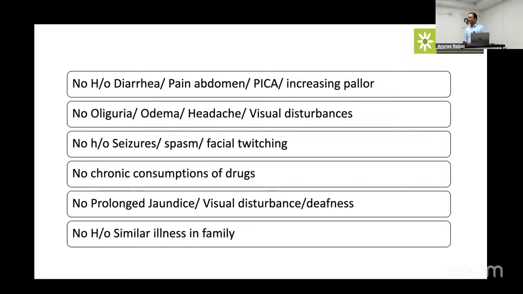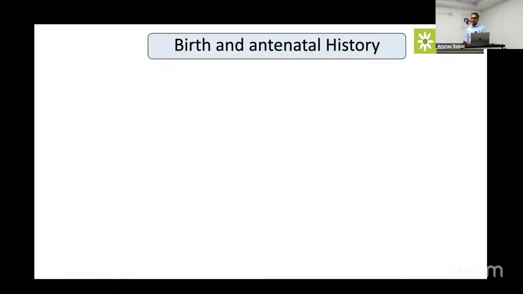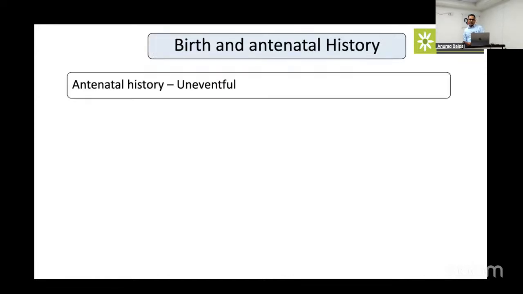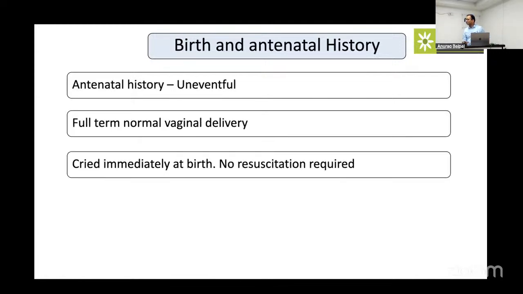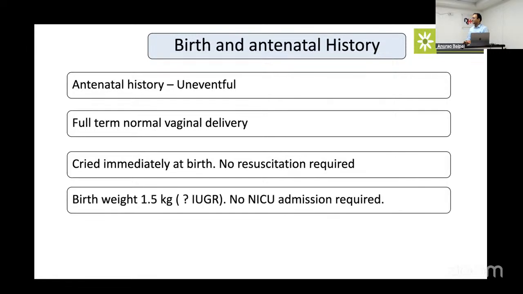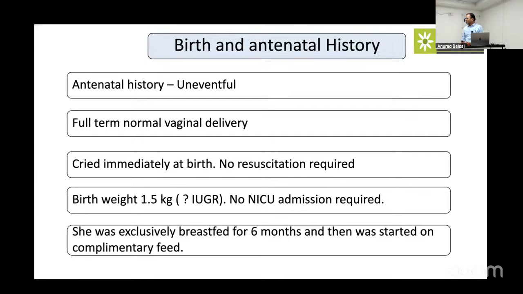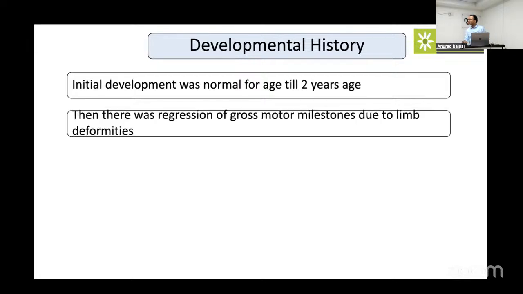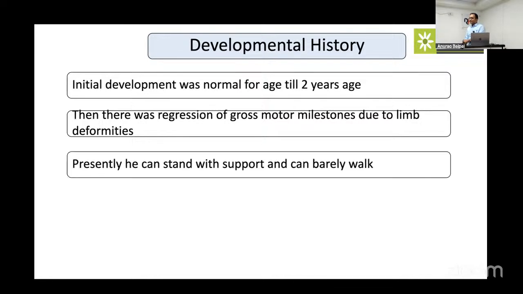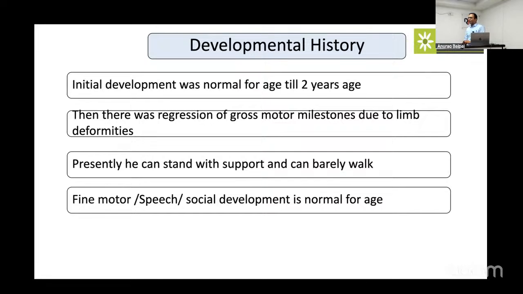No history of similar illness in the family. So we'll now go to birth and antenatal history. Antenatal history was uneventful. The baby was full-term normal vaginal delivery, cried immediately at birth. No resuscitation was given. There was no history of NICU admission, but the birth weight, as recalled by the mother, was 1.5 kg. She was exclusively breastfed for 6 months. Then subsequently, complementary feed was started. Developmentally, she was normal till the age of 2 years, and there was gradual regression of gross motor milestones, maybe due to limb deformities. Other milestones were within normal limits. Presently, she can stand with support and walk with support.